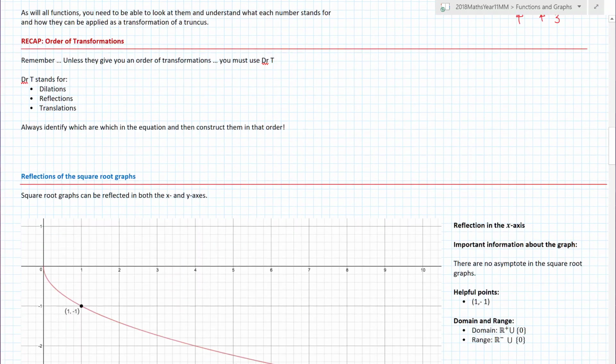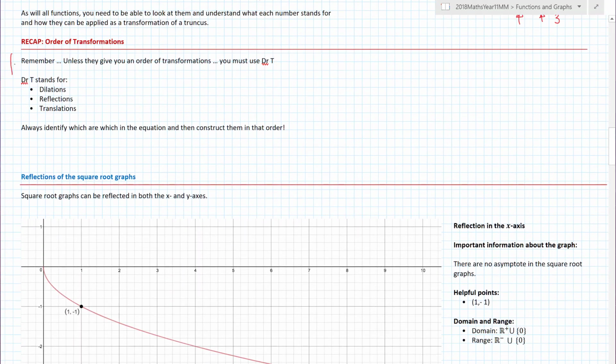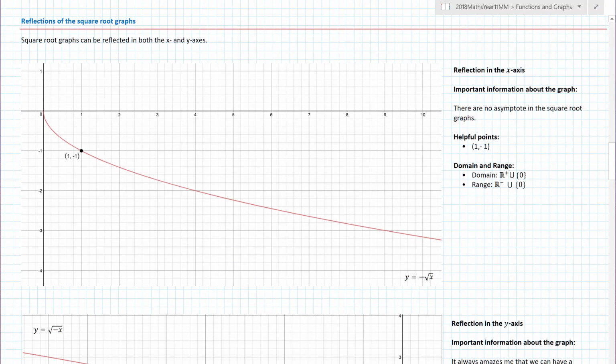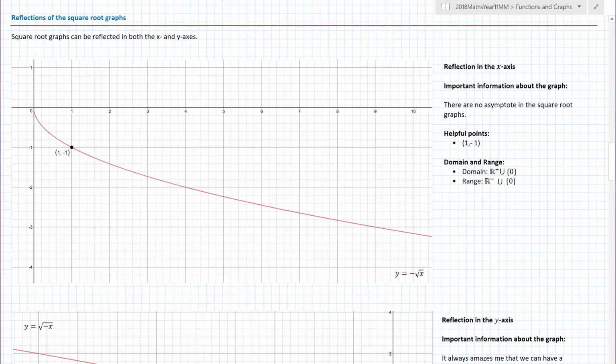draw them. As you are aware, because I do it in pretty much every video in this series, please remember that the order of transformations is really important. If the question doesn't give you a specific order, you must use Dr. T. Dilations first, then reflections, then translations. So when you look at a formula, always try and break it down into 3 important composite parts. So let's deal with each of those in isolation.